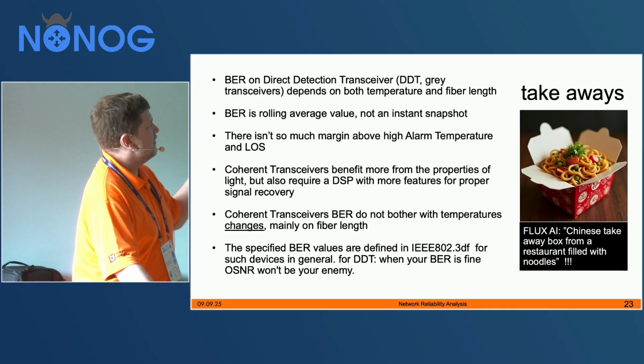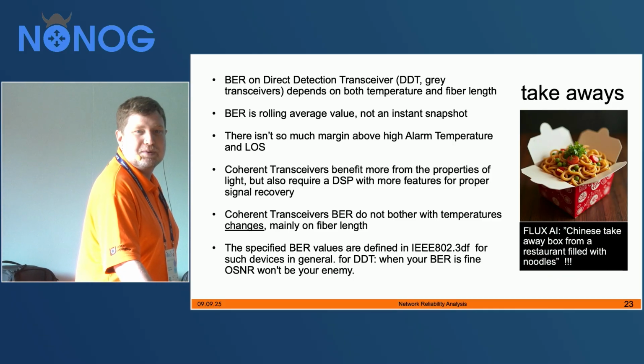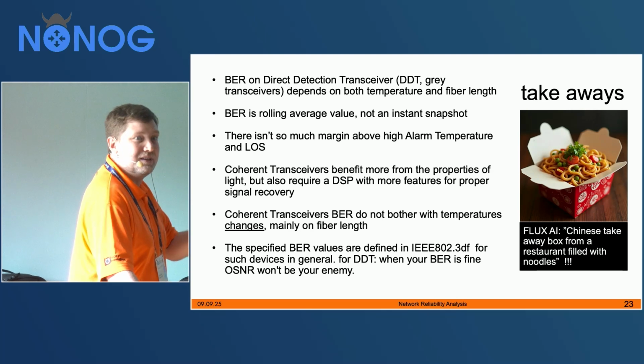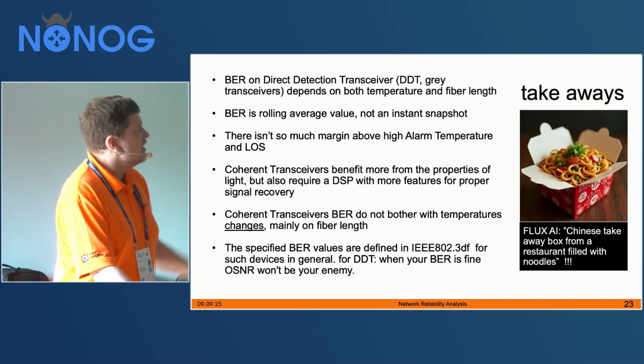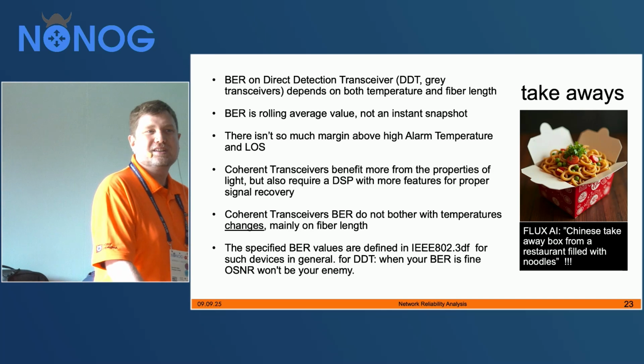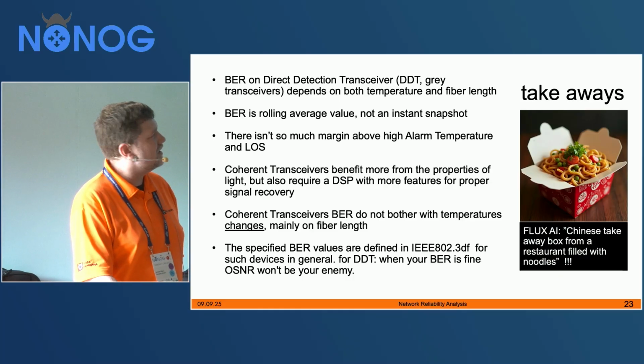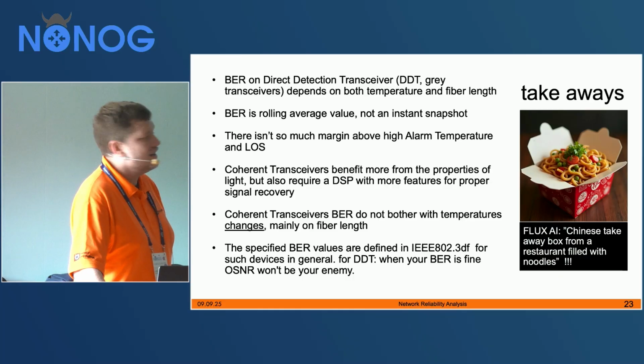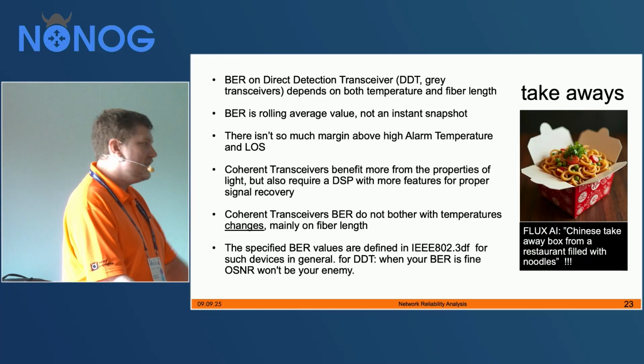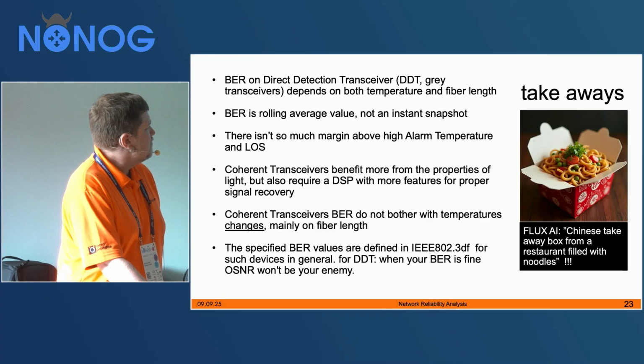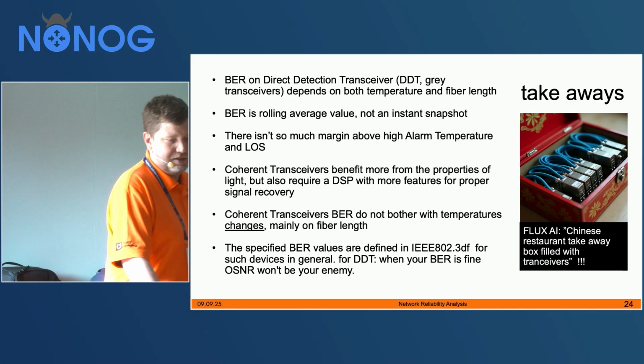Coherent transceivers benefit from more properties, as we have learned even in the previous presentation. With more features and more signal recovery, the temperature does not affect the bit error rate that much. Yeah, and that's it basically.